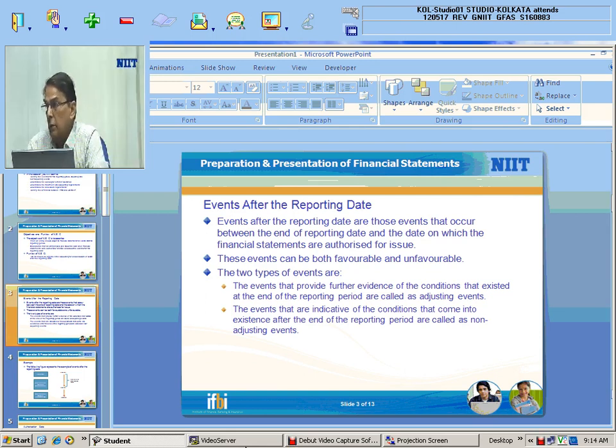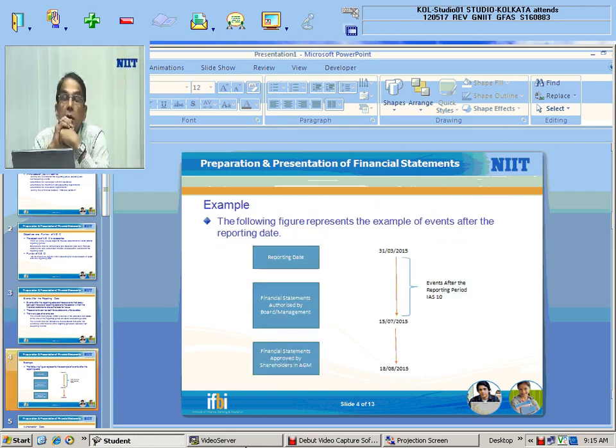So let's look at an example to understand what we mean by events after the reporting date. Let's understand what is meant by events after reporting date. So the reporting date is 31/3/2015. For an entity, the reporting date or the balance sheet date is 31/3/2015. On 31/3/2015, the books will be closed and preparation of financial statements should be undertaken.